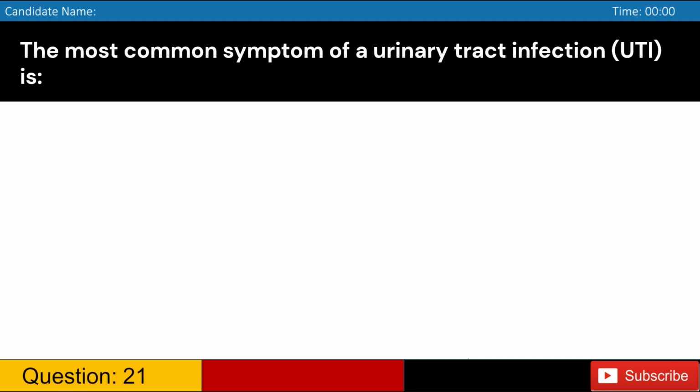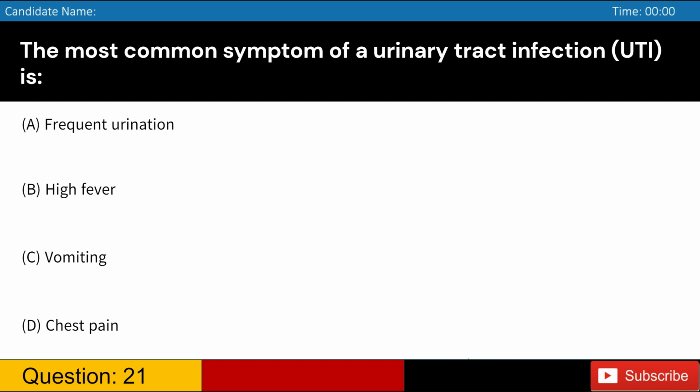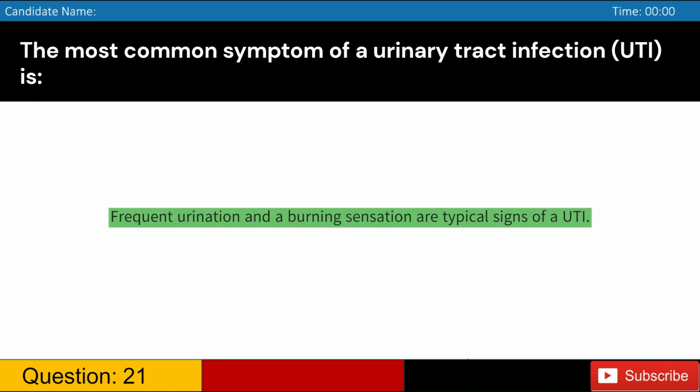The most common symptom of a urinary tract infection, UTI, is: A. Frequent urination. B. High fever. C. Vomiting. D. Chest pain. Answer A. Frequent urination and a burning sensation are typical signs of a UTI.